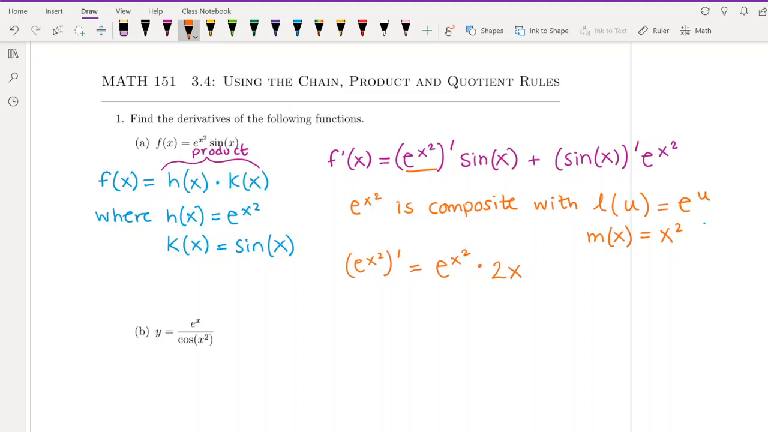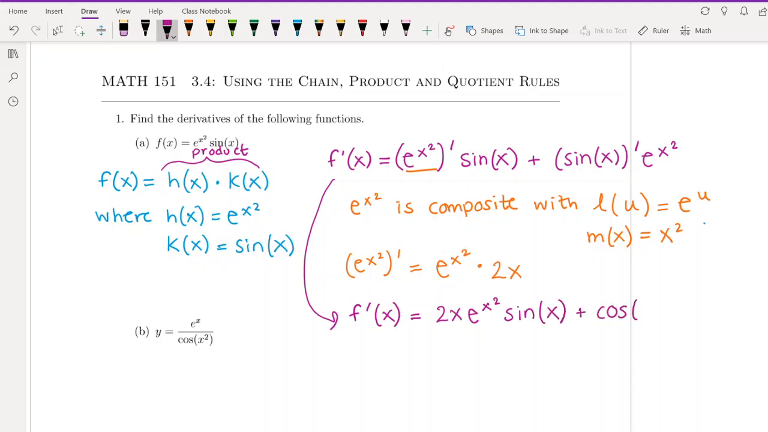So now that we have the derivative of e to the x squared, we can go and put that back into the context of our overall derivative. We were supposed to take the derivative of e to the x squared, and we got 2x e to the x squared. And then we multiply that with sine of x. And then we take the derivative of sine of x, which is cosine of x, and we multiply that with e to the x squared. And that would be our answer.